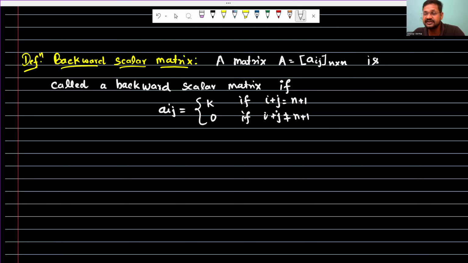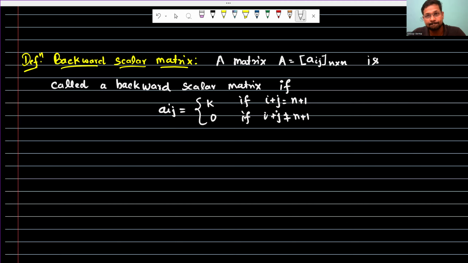So if i plus j is not equal to n plus 1, then those will be non backward diagonal elements. Okay, they are not backward diagonal elements, so that will be zero. So this is the backward scalar matrix. Basically you can say a backward diagonal matrix in which every backward diagonal element is the same.